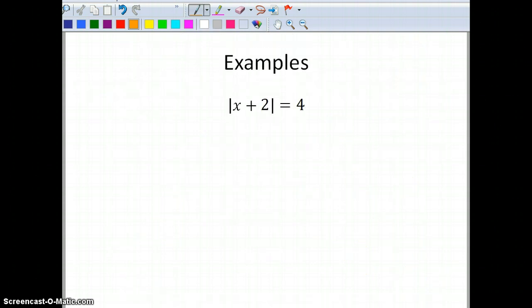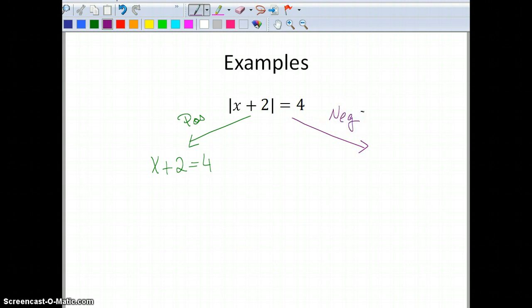Okay, let's look at a couple more. Exact same process. I'm going to write this two times. I'm going to have a possibility that inside the bars is positive. So I'm just going to rewrite what I have: x plus 2 is equal to 4. And then I'm going to have a possibility that what's inside those bars is really negative, but I don't know that because I'm taking the absolute value of it. So then I have x plus 2 is equal to negative 4.